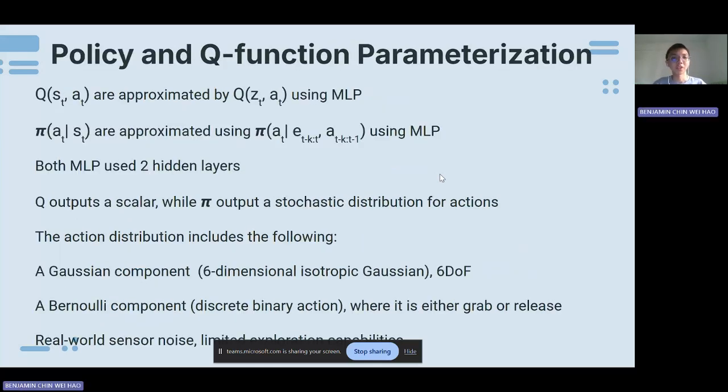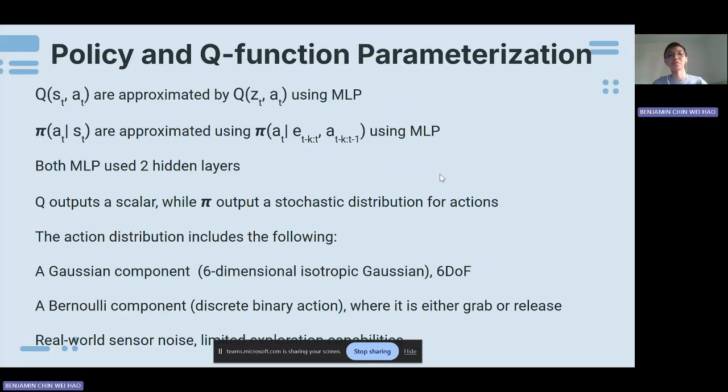For the policy and Q function parameterization, Q is approximated by an MLP using the latent state Z. The policy is approximated using pi with the encoded observation and also the action taken, using an MLP. Both MLPs use two hidden layers. Q outputs a scalar, which is the value for the state action function, while pi outputs a stochastic distribution for action.